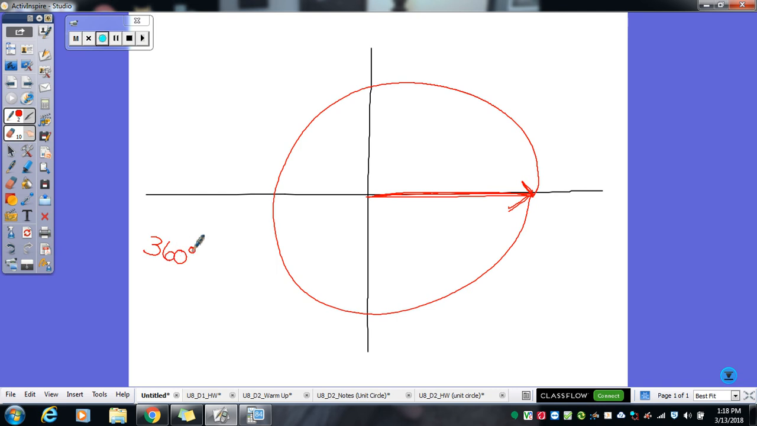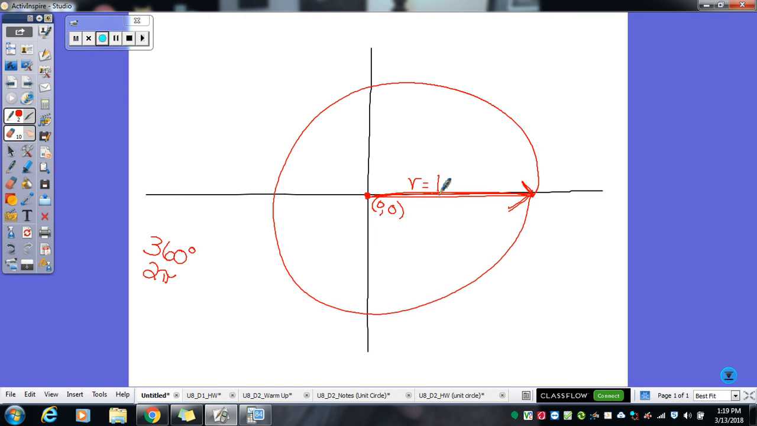360 degrees, but in radian form we have 2 pi. 360 degrees is 2 pi radians. So, with our circle, the center of our circle is right here at the point 0, 0. And then the radius of this circle is always going to be 1.